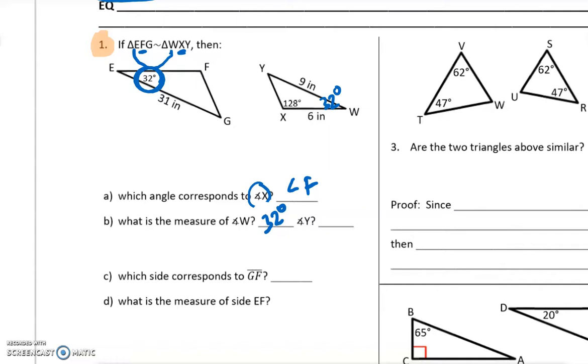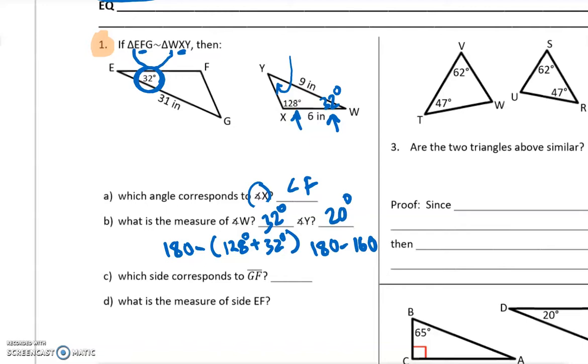Angle Y is the last angle on the inside of this triangle that we do not know, so we can simply add the two angles together and subtract them from 180. So I can say 180 degrees minus the sum of 128 plus 32 degrees. If we add those together, we should get 160 degrees. So 180 minus 160 is 20 degrees. Angle Y is 20 degrees.